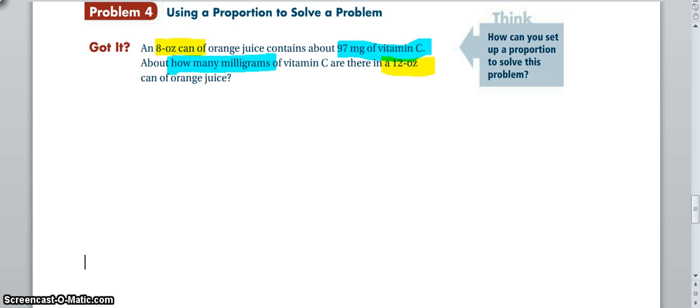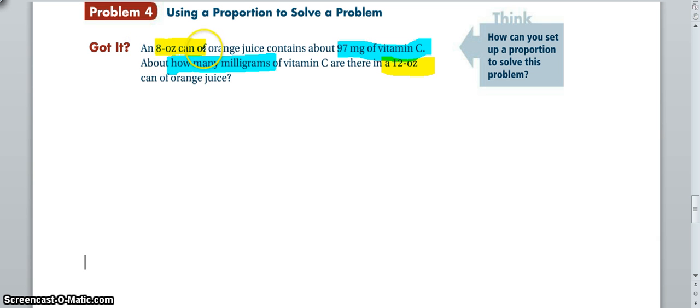Alright, so now we want to see how we use a proportion to solve problems. And we do this a lot in life, especially with nutrition. If you pay attention to food labels or what is in what you eat, most of the time what you're eating is not one serving worth. It might be half a serving or 2 or 3 servings, so you'll have to figure it out.